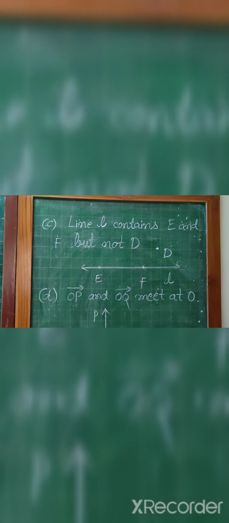Let us start. Now you can see here point P lies on line segment AB. Line XY and line PQ intersect at M. Intersecting point you can see, line PQ and line XY. Now next, line L contains E and F but not D. Ray OP and OQ meet at O. You can see. Now on the blank page you will draw the figure and the statement you will write on the lining page.